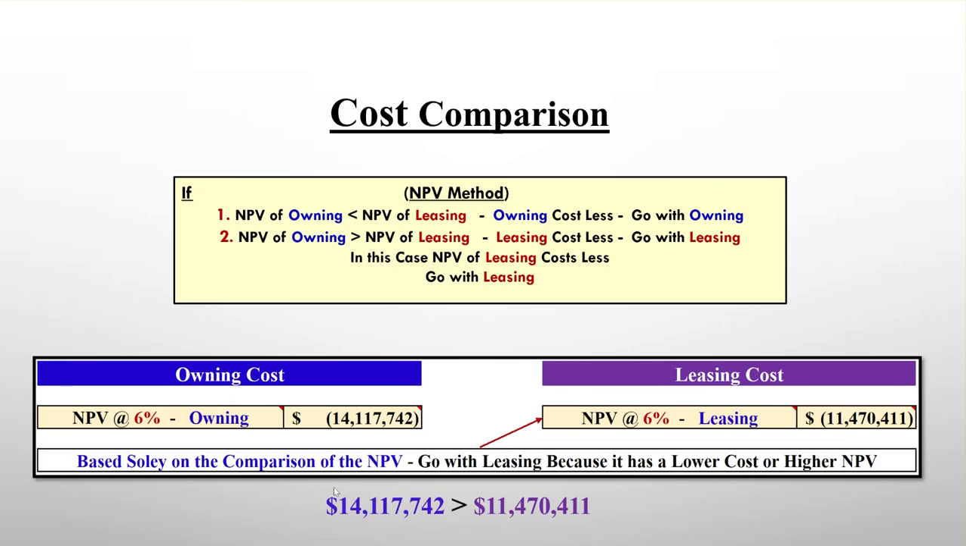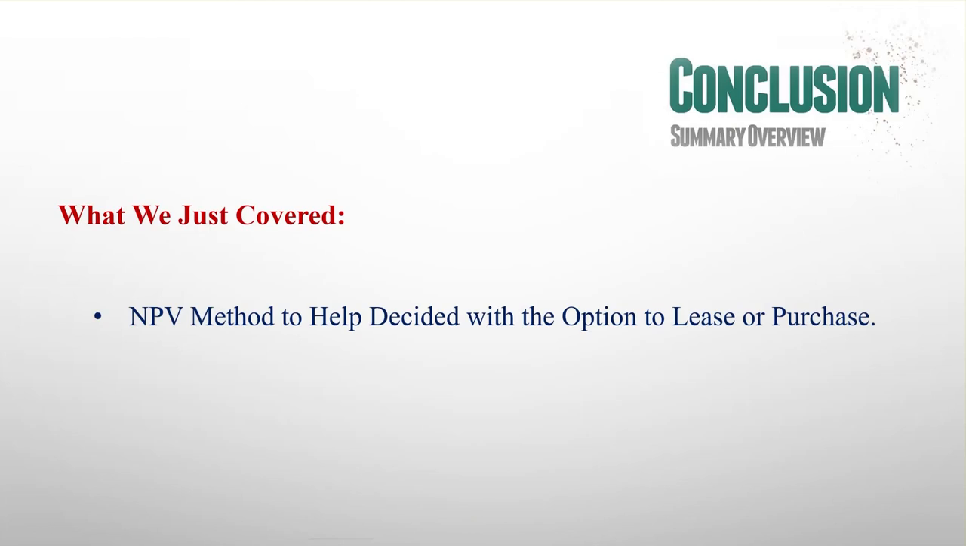Cost of owning was $14,117,000. Cost of leasing was $11,470,000. Clearly, the cost of leasing is less, so we go with the leasing option. This is a no-brainer. So in conclusion, we just covered the net present value method of deciding whether to lease or to purchase.